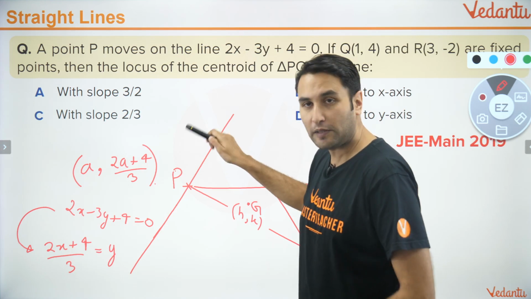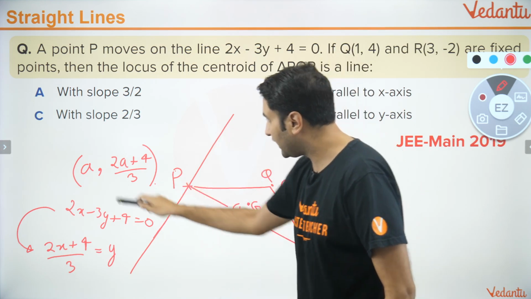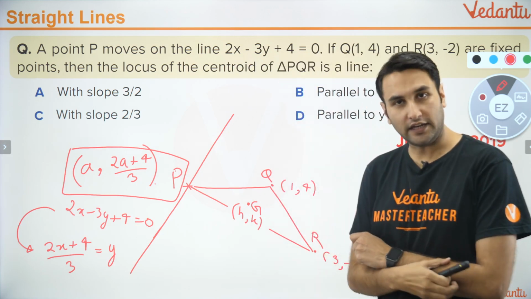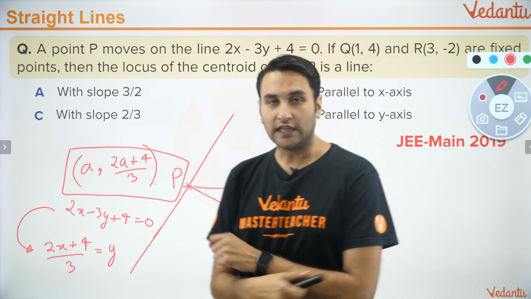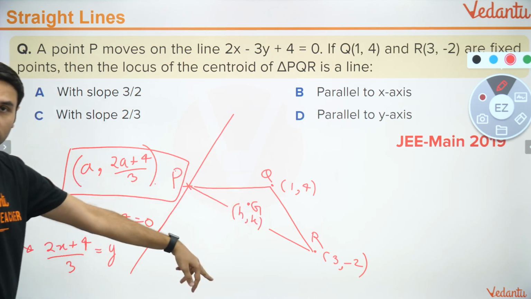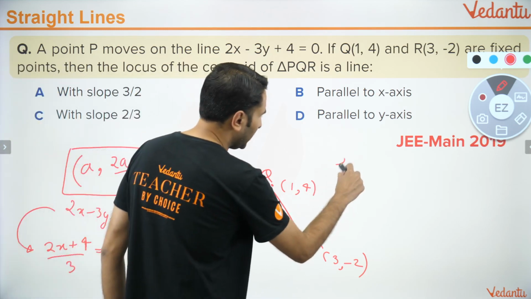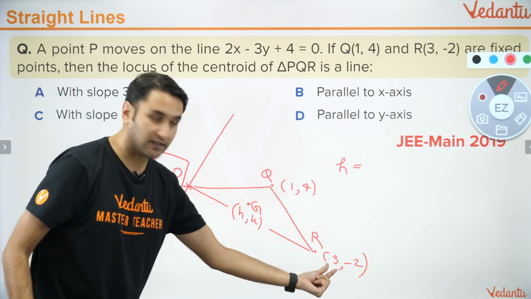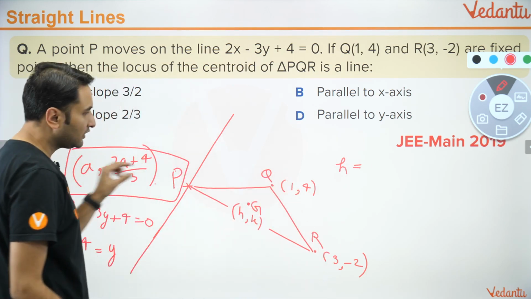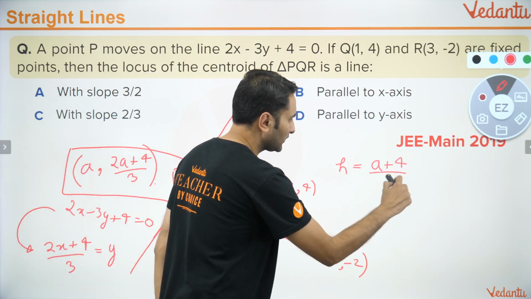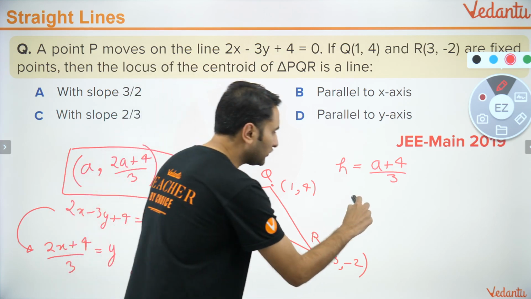So अब क्या हो गया? Now any variable point p on the given line can be written like this. Agree? Now can you write h, k? Now h is the x coordinate of the centroid. So what is h? h कितना हो जाएगा बच्चों? This x plus this x plus this x by 3. ये कितना हो गया? a plus 1 plus 3, that is a plus 4 by 3.